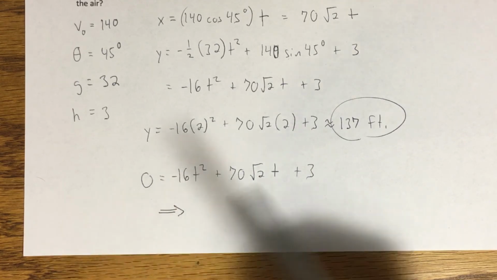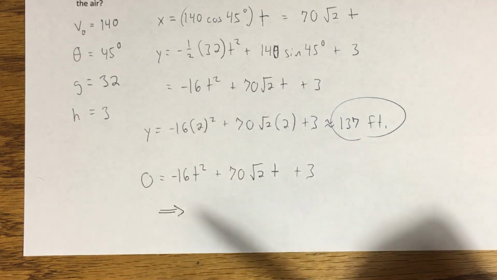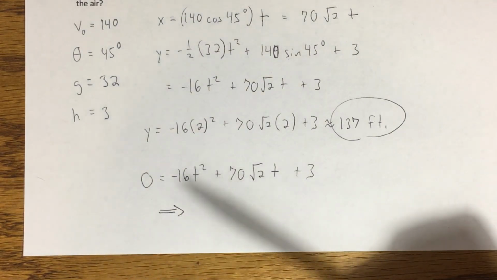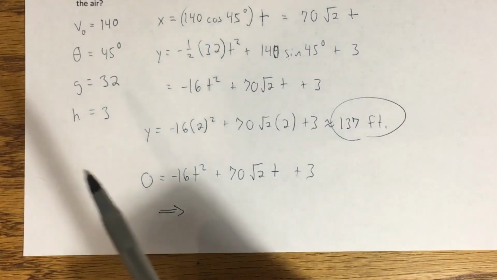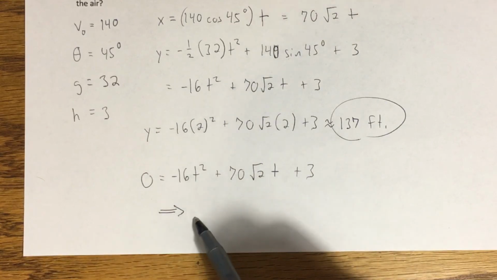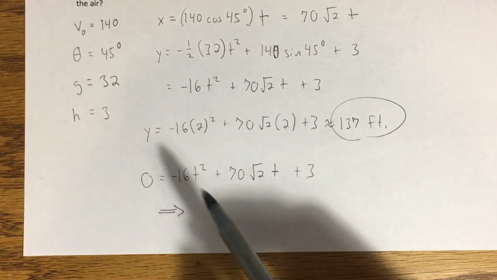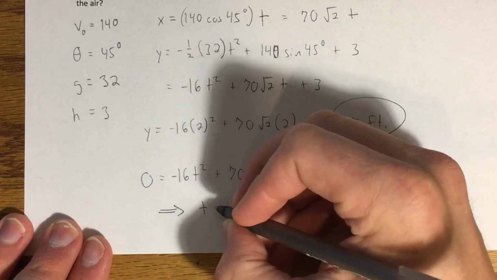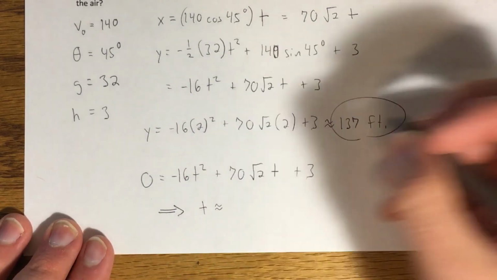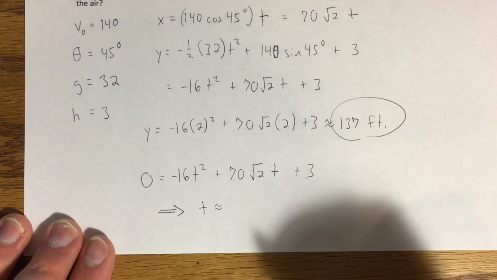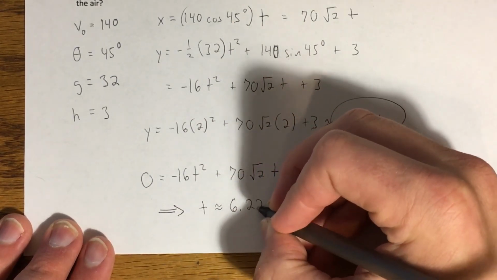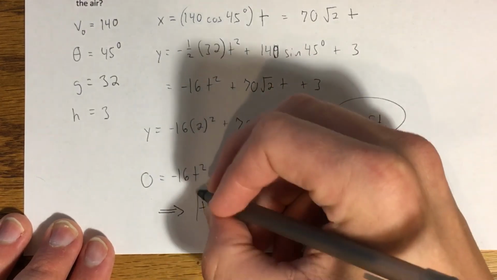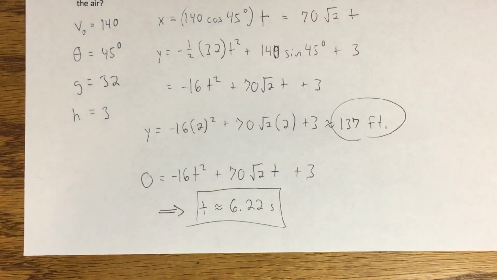That doesn't work for this problem. Time is not going to be measured in negative seconds. That would be time that preceded the batter hitting this ball. So of the two solutions that the quadratic formula gives us, we would want to go with the positive one. Now you need a calculator to get this, but that positive root of this quadratic equation comes out to approximately 6.22 seconds. Okay, that's it for 10.7.